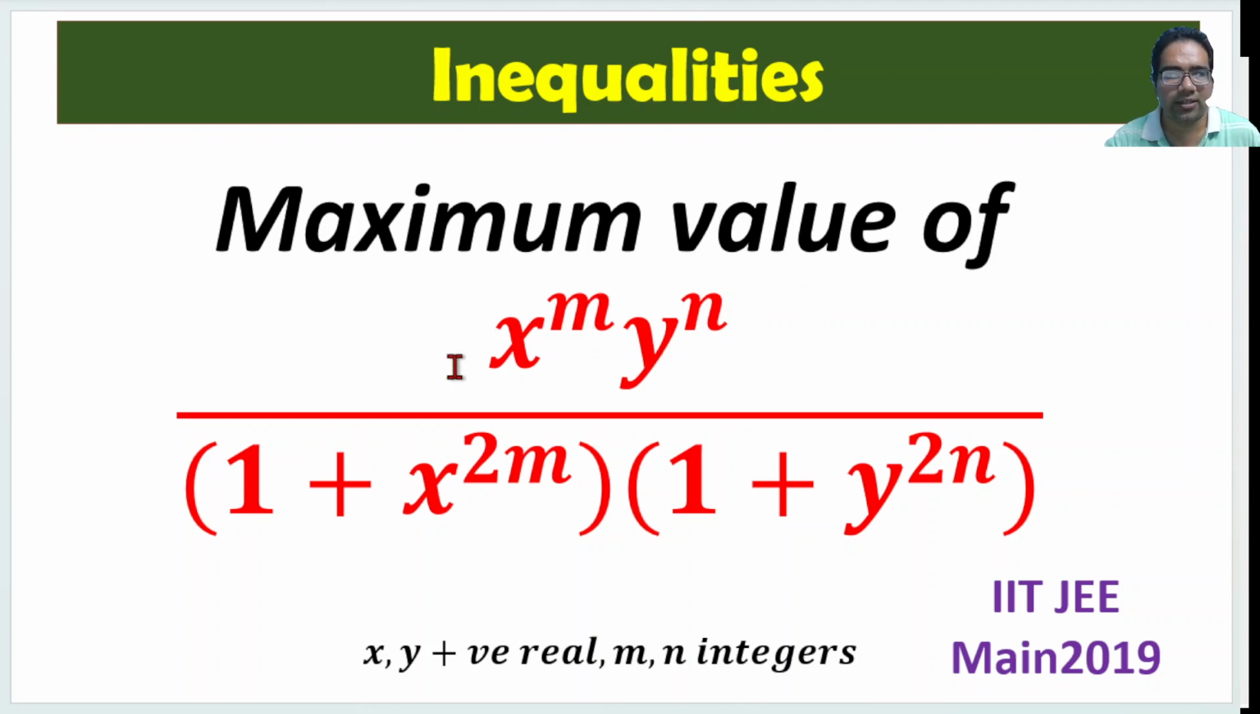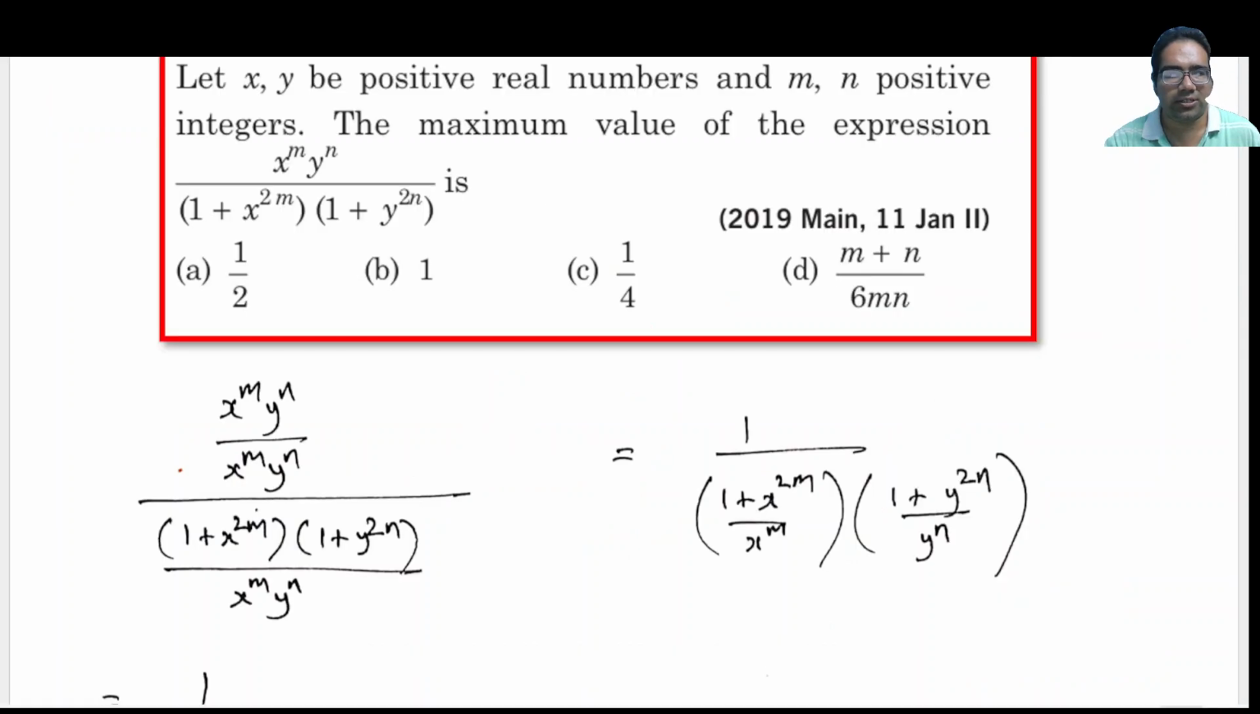So let's do one thing. Let us divide both numerator and denominator by the numerator, x^n y^n. Why are we doing this? Shortly we will understand. Once we divide, both numerator and denominator are divided by x^n y^n.